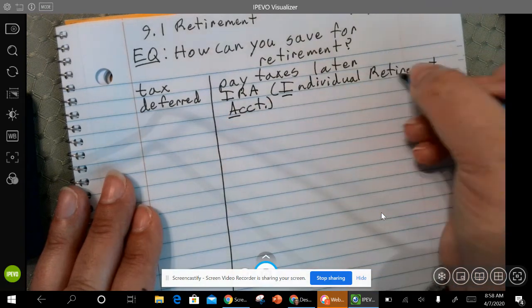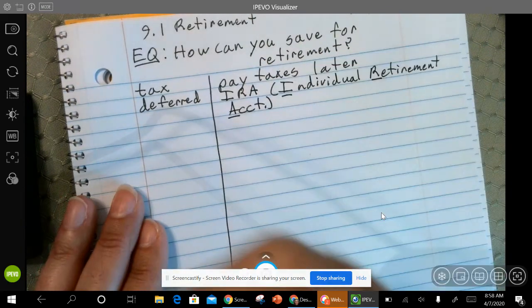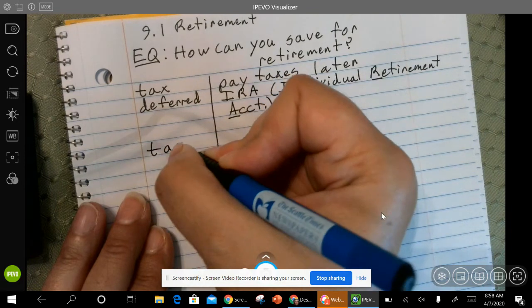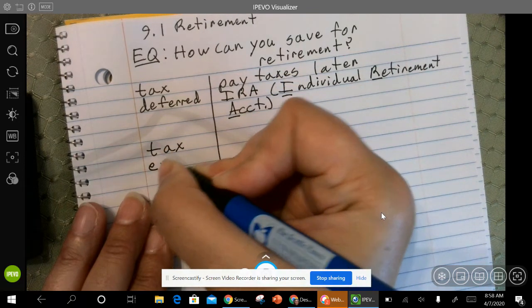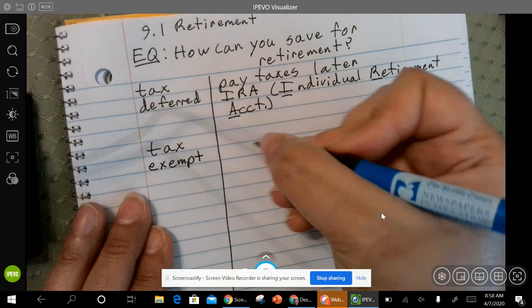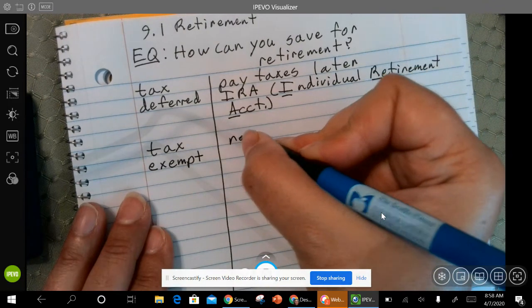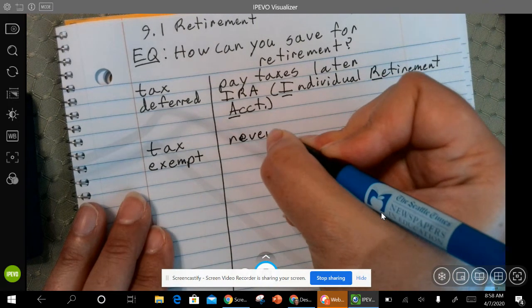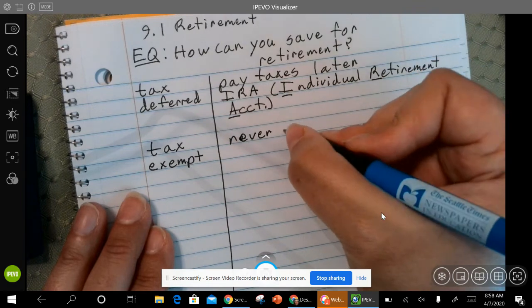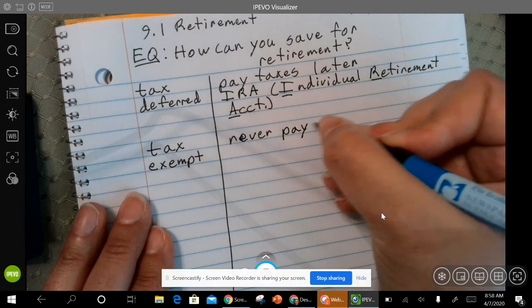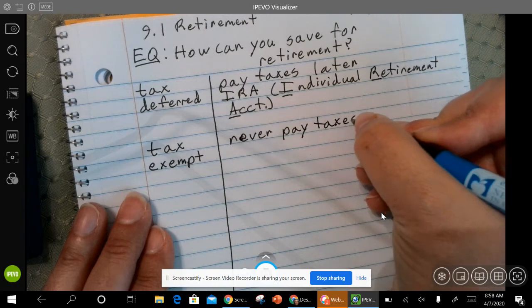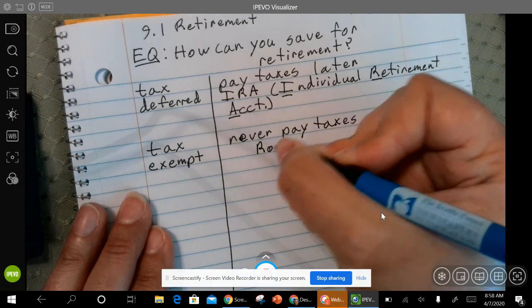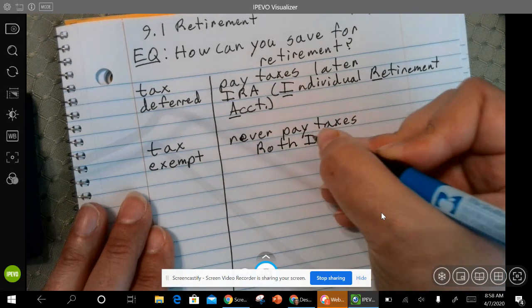And if it's tax exempt, that means that you never pay taxes on it. So what people often do is they get close to retirement, they'll change their IRA to what's called a Roth IRA so that they don't have to pay taxes on it when they retire and start taking that money out of the retirement account.